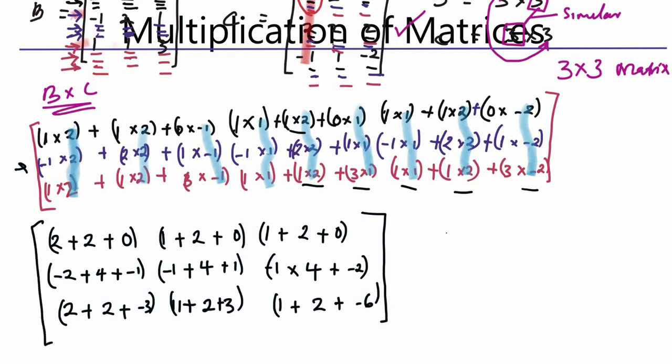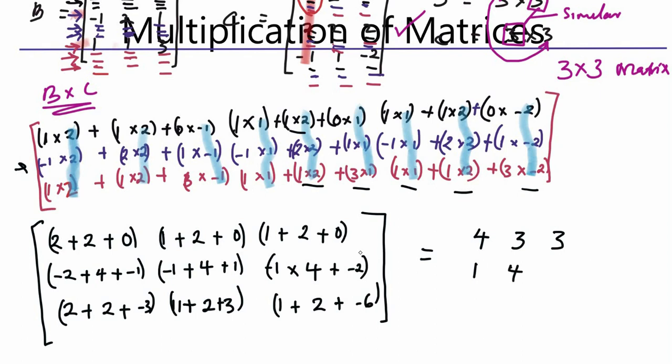So if we say 2 plus 2 is 4 plus 0 is 4. So the solution here is going to be 4. We have 1 plus 2, which is 3. 3 plus 0 is 3. Then we have 1 plus 2 is 3. 3 plus 0 is 3. We have minus 2 plus 4, which is 2. Then 2 plus minus 1 is 1. Minus 1 plus 4, which is 3. 3 plus 1 is 4.